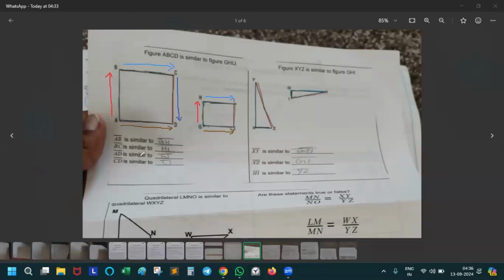Next is CD. CD is similar to IJ. That is wonderful. Yes, that's absolutely right. Good job. How about the triangle? What do you think?